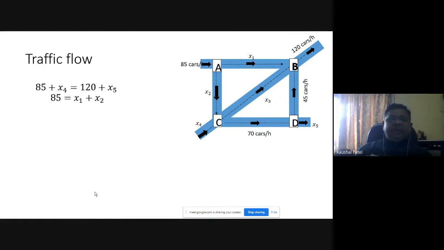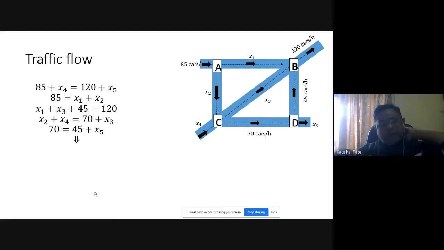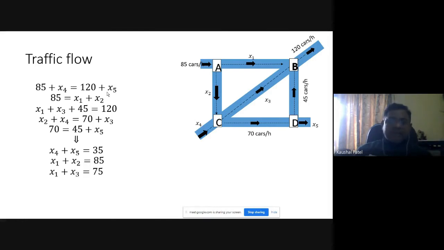Now we can rearrange that. This is the previous form of data that is available to us. Here X4 plus X5, so variables we can keep at one side and constants at the other side. So X4 plus X5 is equal to 35. Similarly, X1 plus X2 is 85. X1 plus X3 is 75. X2 minus X3 plus X4 is equal to 70. And X5 is equal to 25. So this is the form.